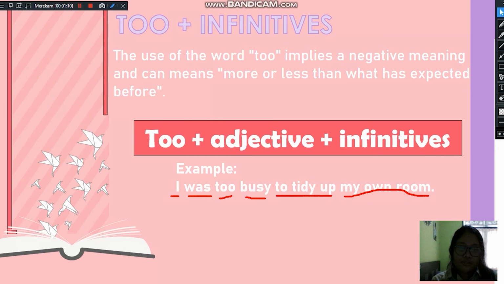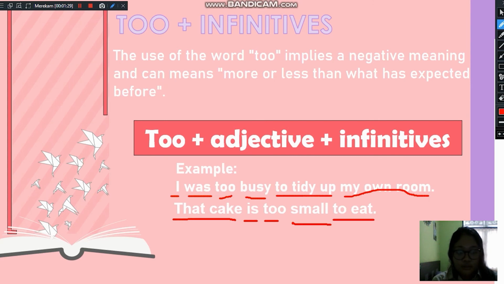And for another example: that cake is too small to eat. This is the subject, this is the auxiliary, this is the word too, this is the adjective, and this is the infinitive. These two sentences have a negative meaning. And now I will explain how to use enough plus infinitives.